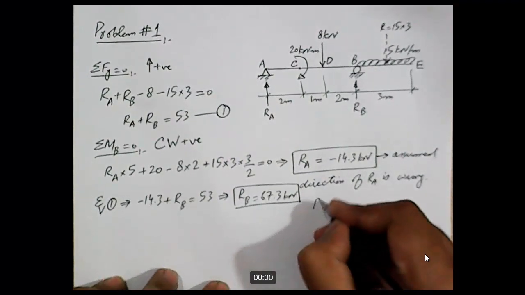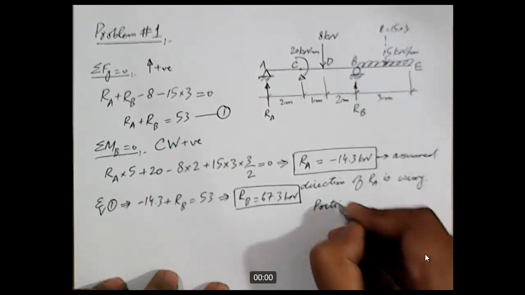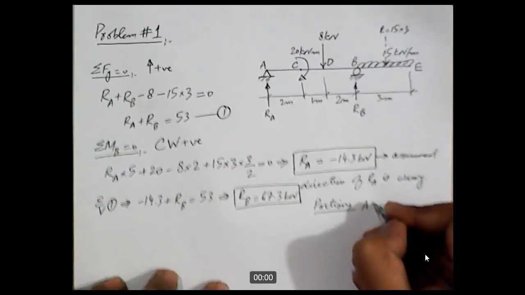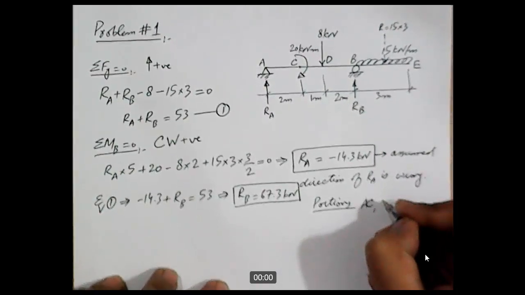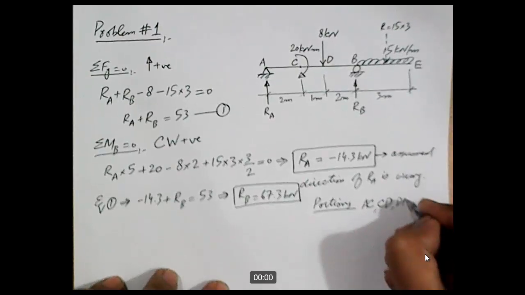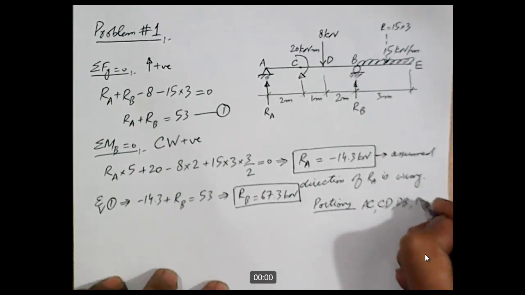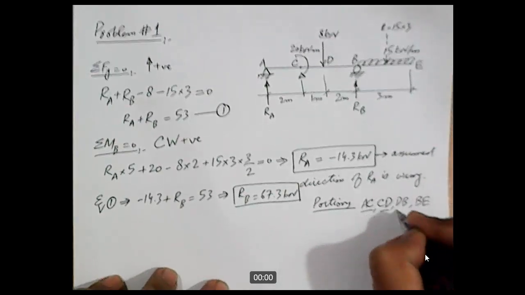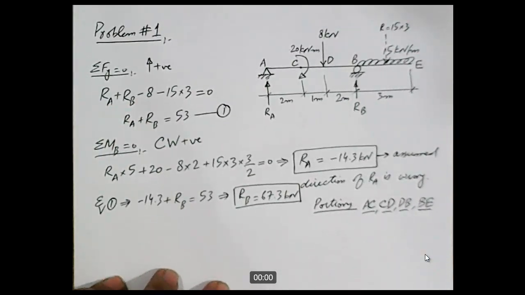So if I enlist the portions, the portions will be AC, CD, DB and BE. So in this case we will have 4 portions. So we'll divide this beam into 4 portions.